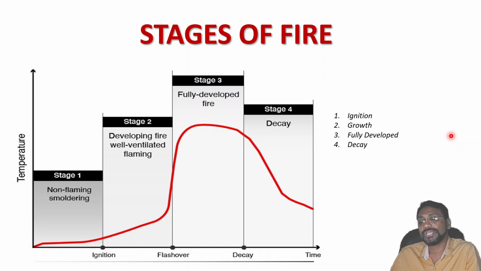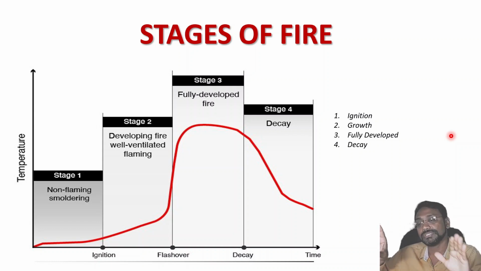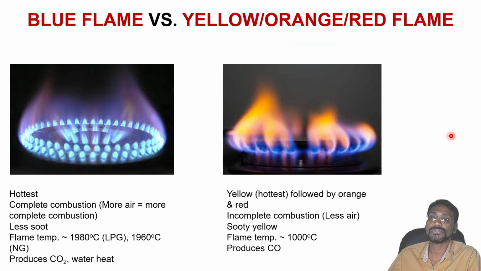So the first stage, ignition, is a non-flaming smoldering stage. It starts slowly. In the developing stage, again the heat release rate is increased. At the peak, from stage 2 to stage 3, fully developed fire, the heat release rate HRR is very high. And finally the source is diminishing. It starts decaying. So ignition, growth, fully developed and decay. These are the four stages of fire.